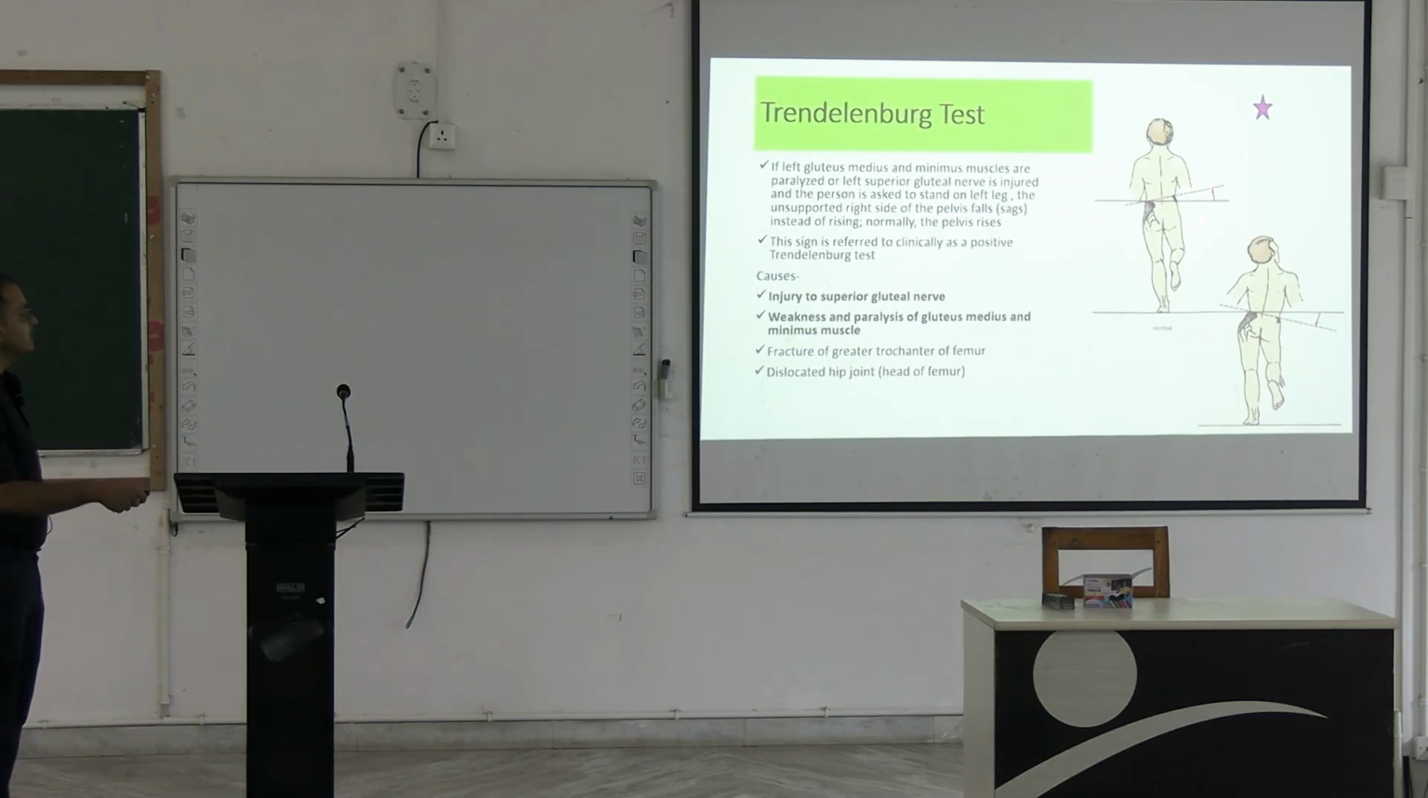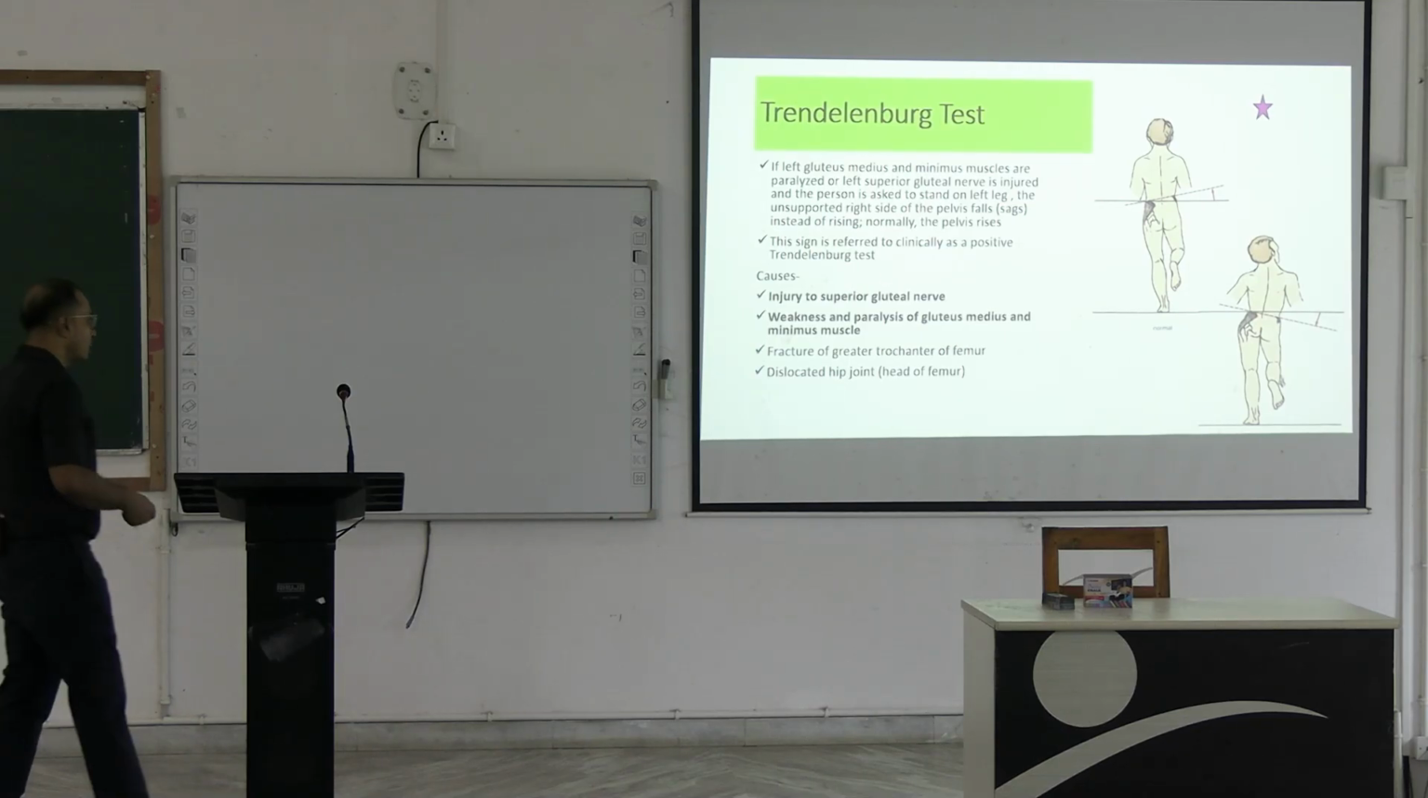Now instead of this, if it is sagging down, that means this is a Trendelenburg test positive. That means this side is sagging down, which is an off balance posture. That means the side on which you are standing, the gluteus medius and minimus, is defective or not working properly, letting the hip fall down on the opposite or unsupported side. That means they may have a muscle damage or a nerve damage which is supplying it.